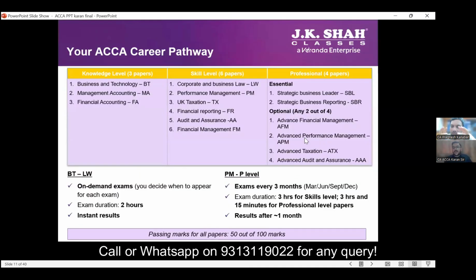Continue with the paper style, sir. The typing in the computer, descriptive. Yes, all the papers in ACCA are computer-based exams. In the professional level, there is no MCQ. All the papers are 100% descriptive papers.